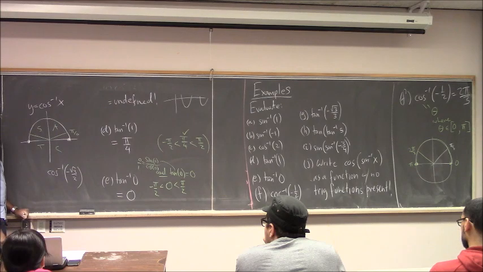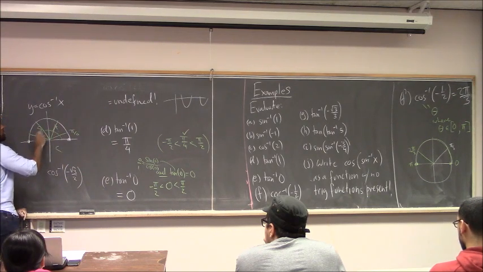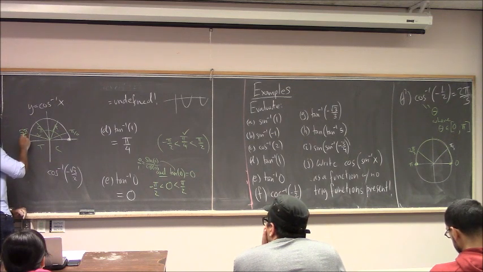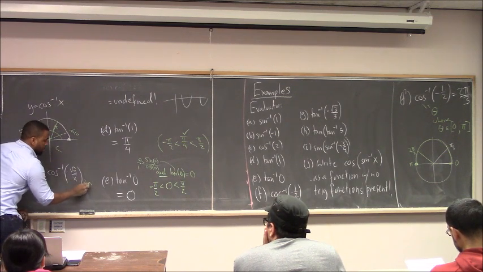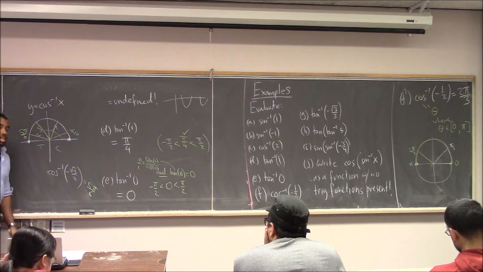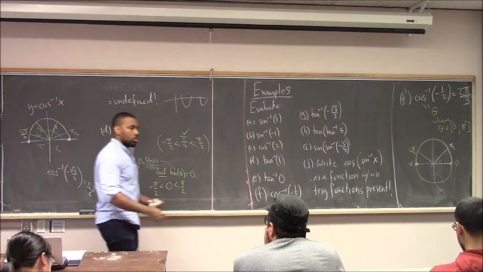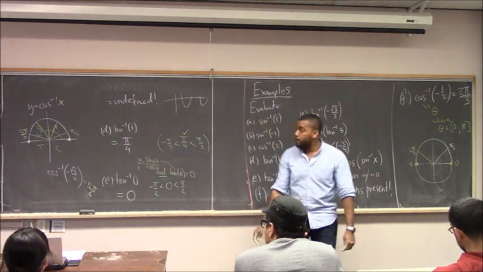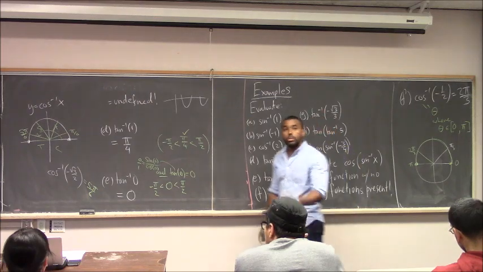How do I know what that is? Well, I remember what pi over 6 means. That means I divided pi into 6 pieces. I took 5 pieces to get here. That's 5 pi over 6. That is a number between 0 and pi, which when I plug into the cosine, I would get minus radical 3 over 2.